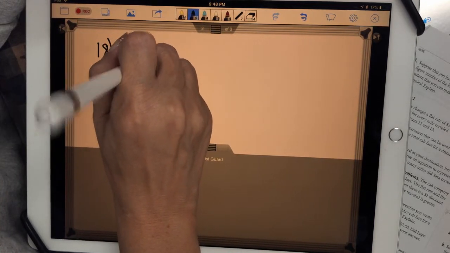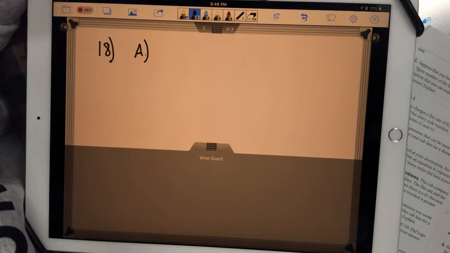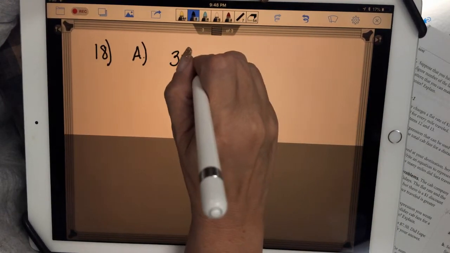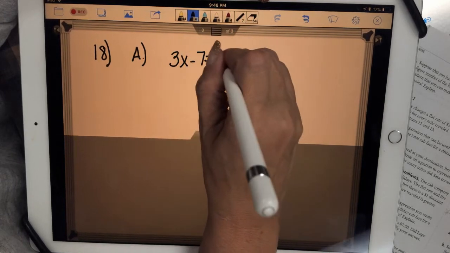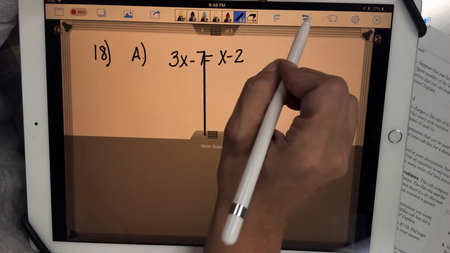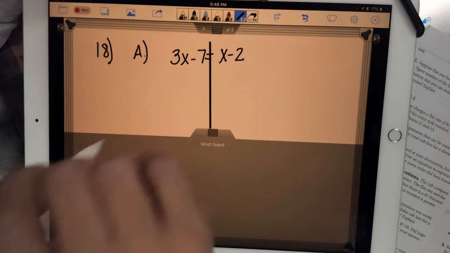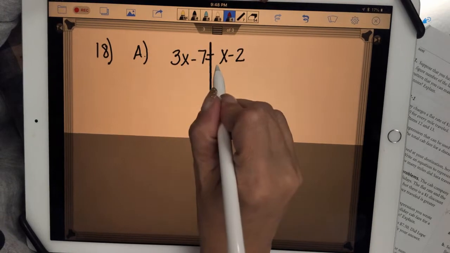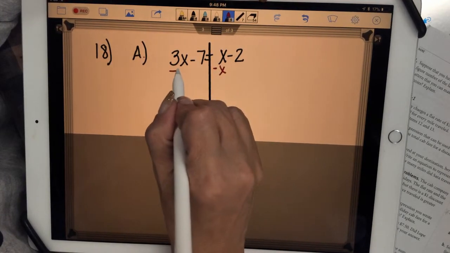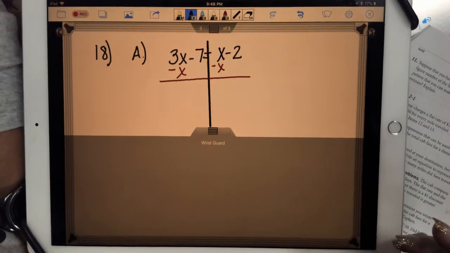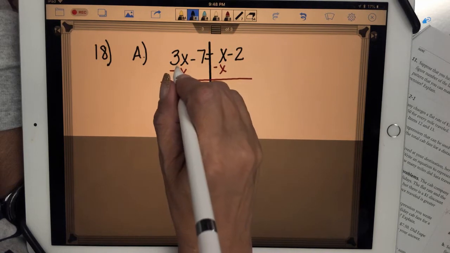Alright, A. A says solve the equation using Alex's method of first subtracting x from both sides. So let me write this here. 3x minus 7 equals x minus 2. Alright, so this wants me to first solve this using Alex's method of subtracting x from both sides. So I'm going to subtract x from both sides. And y'all can see I just kind of work these the same way y'all do. I mean, there's no magic or anything I do on this.